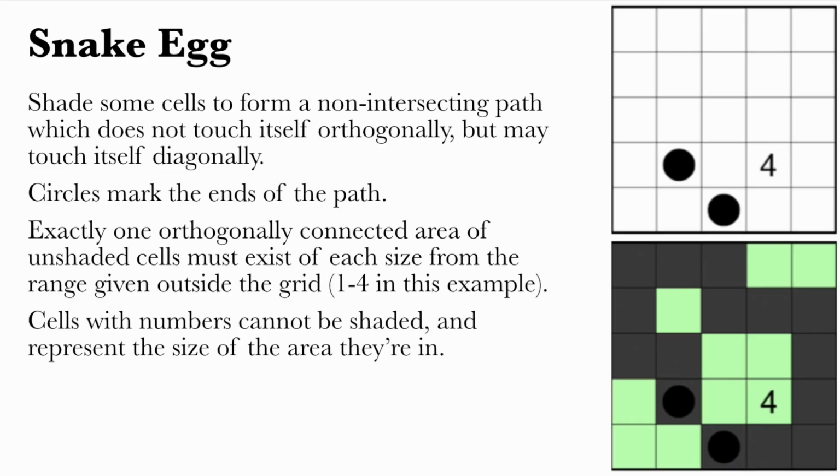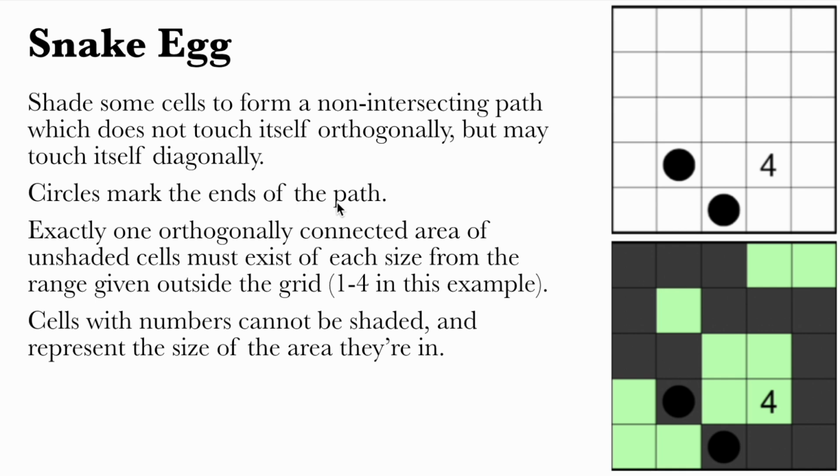But first off, what we need to do is, for the people who need it, take a look at the rules. Snake Egg is a shading puzzle in which we will shade some cells to form a non-intersecting path, which does not touch itself orthogonally, but may touch itself diagonally. That means, as you can see in this example, we can trace a path going horizontally and vertically through the grid, and it's okay if that path touches a corner of the path, but it can't touch on an edge, so this could not go one cell farther south.